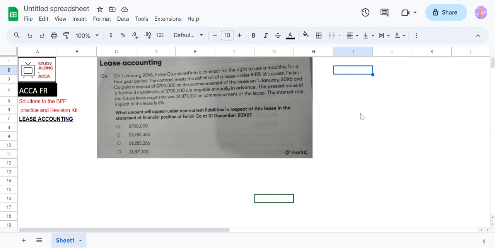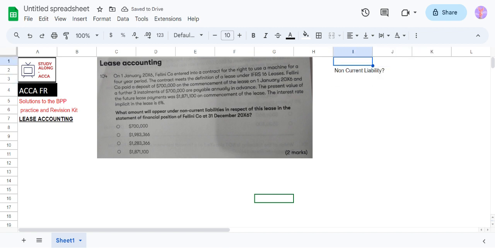Question number 104. It is related to lease accounting. Let's see what is the ask of this question. It says, what amount will appear under non-current liabilities in respect of this lease? So we need to tell the non-current liability. All right. On which date?